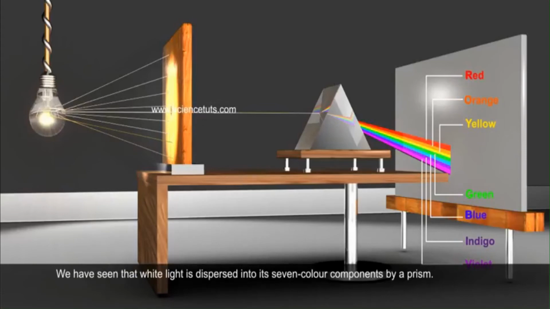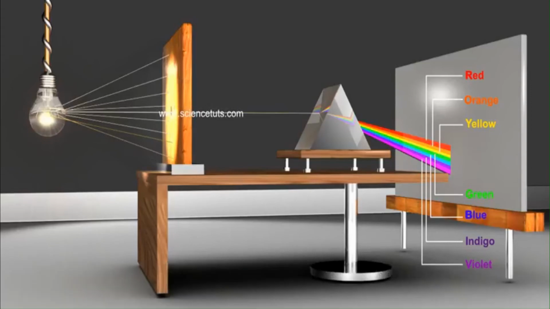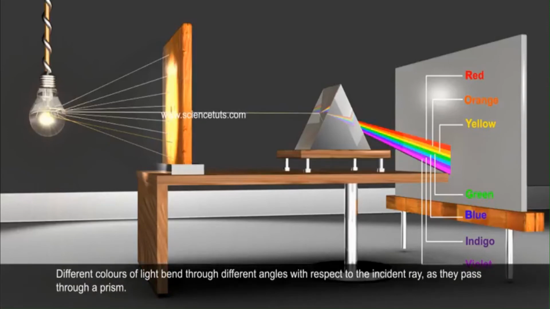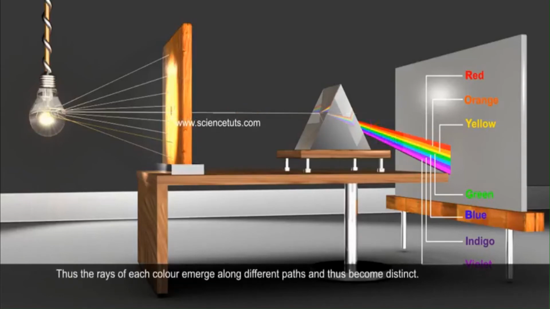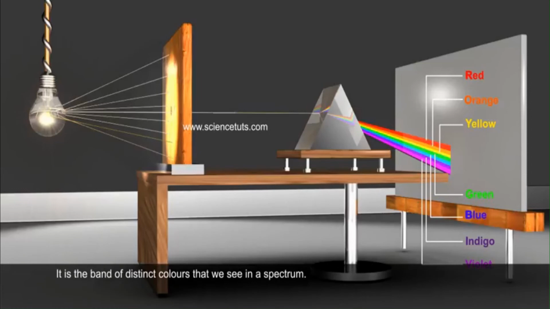We have seen that white light is dispersed into its 7 color components by a prism. Why do we get these colors? Different colors of light bend through different angles with respect to the incident ray as they pass through a prism. The red light bends the least, while the violet the most. Thus, the rays of each color emerge along different paths and thus become distinct. It is the band of distinct colors that we see in a spectrum.